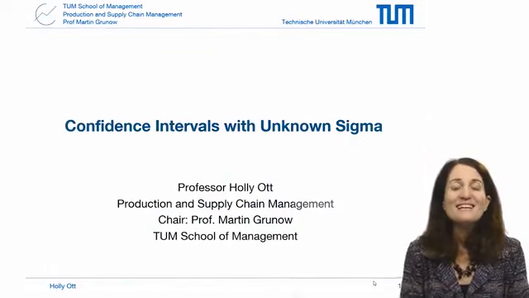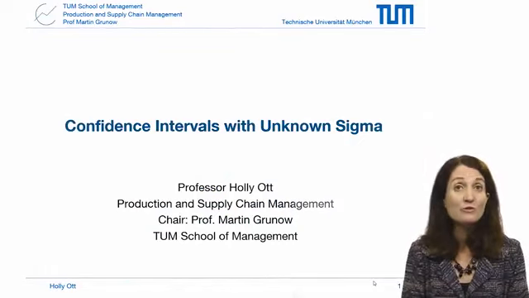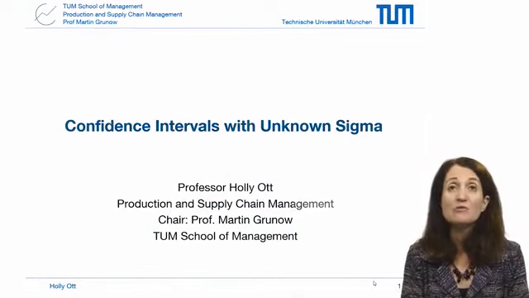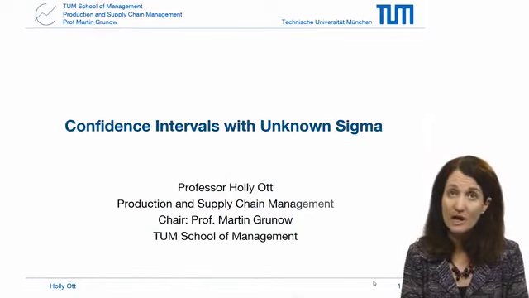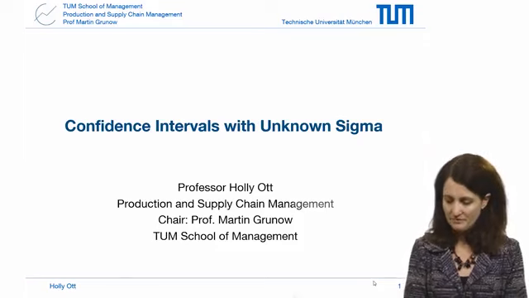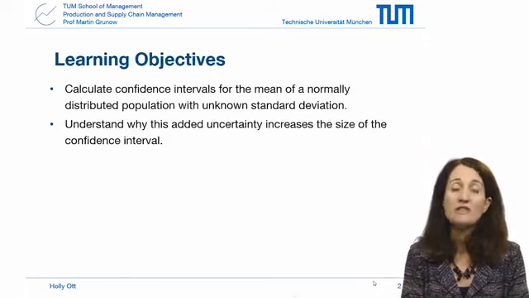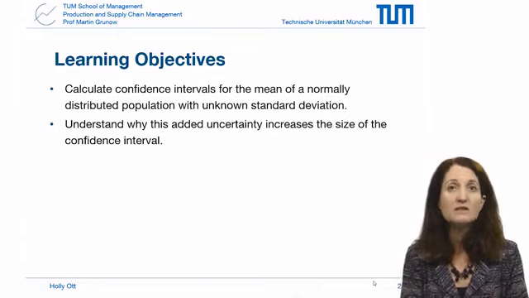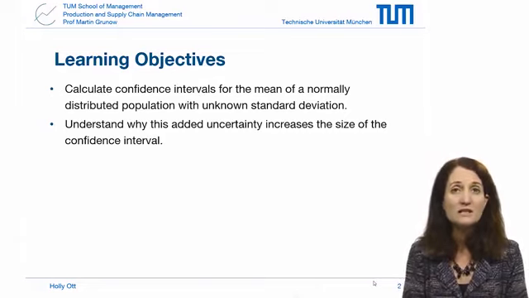In this lecture, we want to go through confidence intervals again, but this time with an unknown variability, with unknown sigma. The learning objectives are to calculate a confidence interval for the mean of a normally distributed population, but this time with unknown standard deviation, and to understand why this added uncertainty increases the size of the confidence interval.